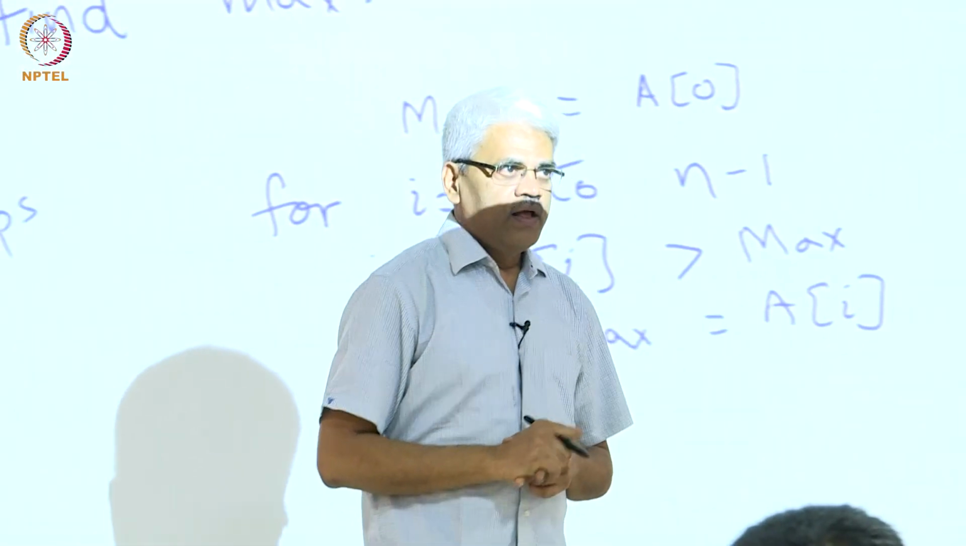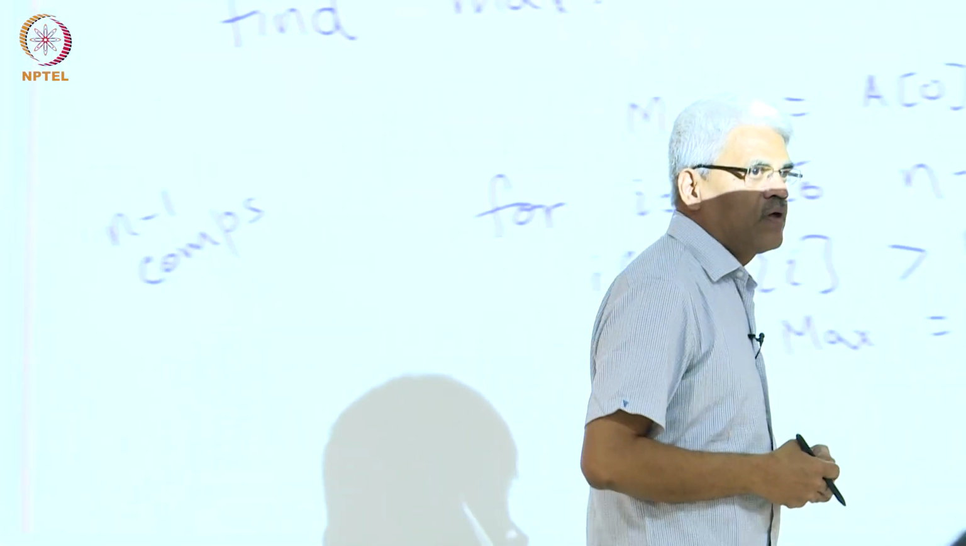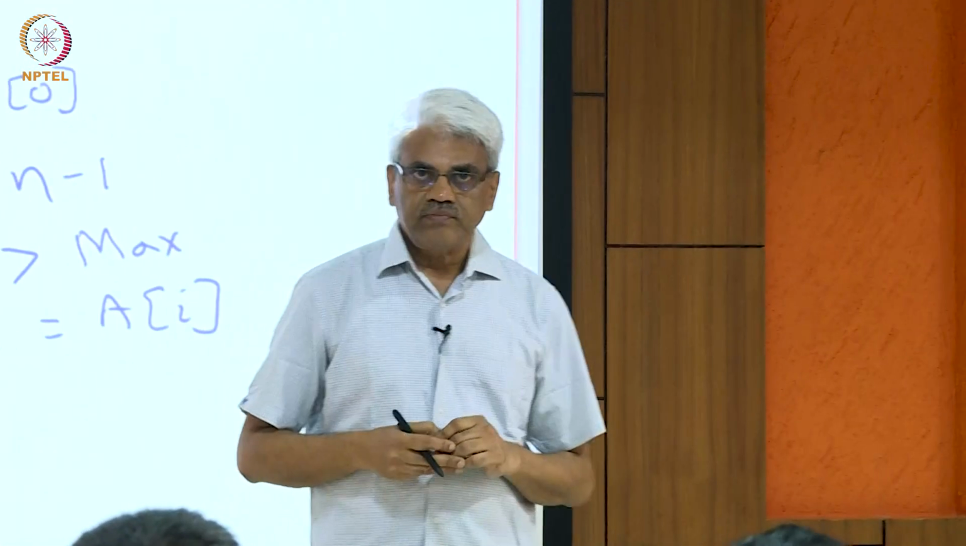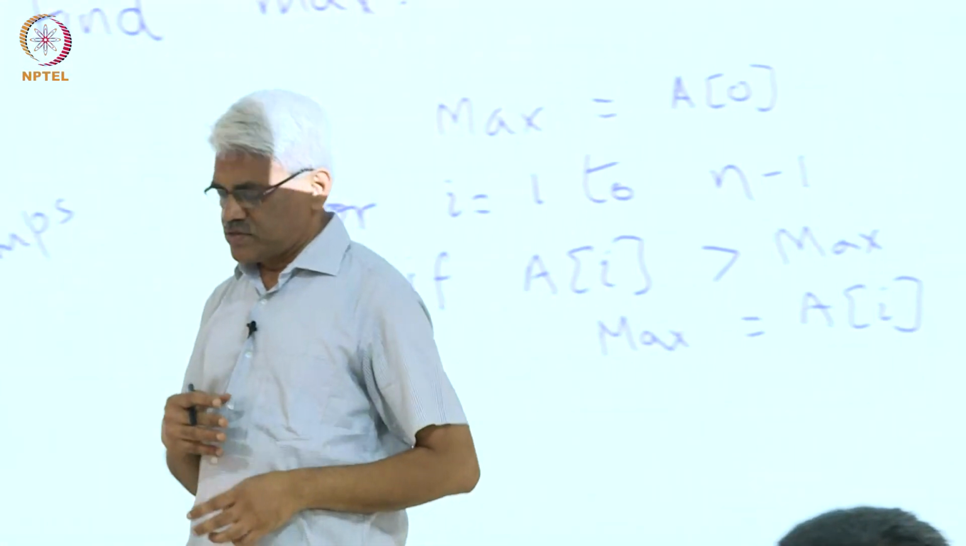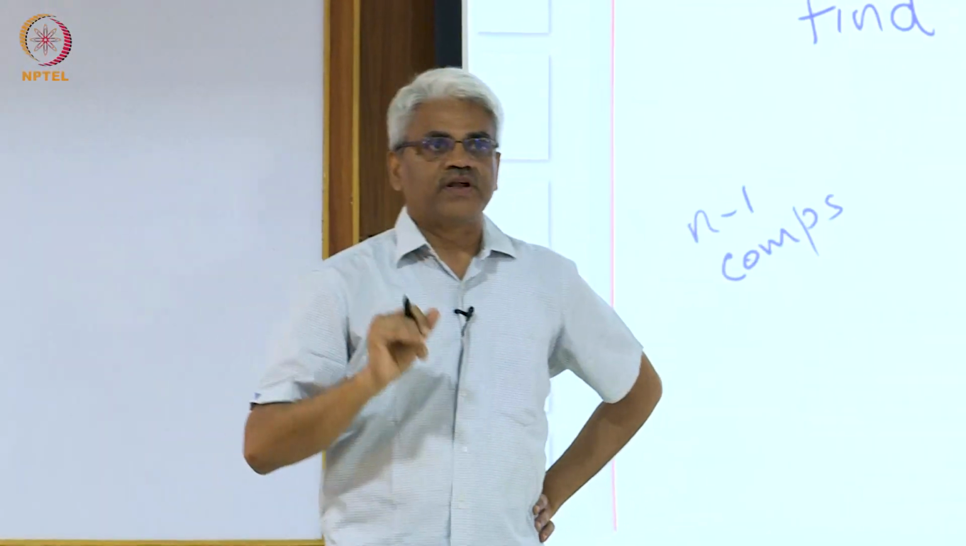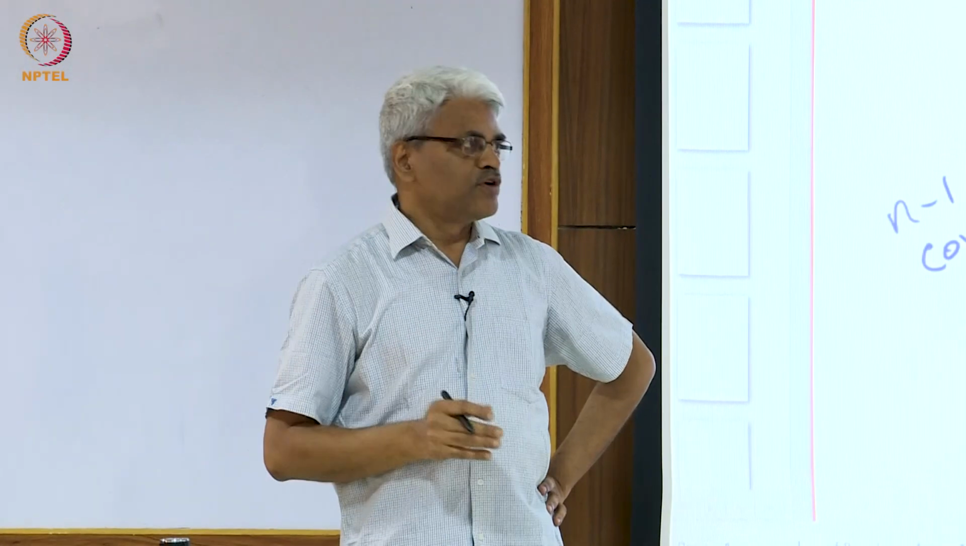Can you think of an algorithm to find the maximum, but it will take less than n minus 1 comparisons? This is a question you should be asking. I may not answer this. Somebody said some answer, I overheard. Any thoughts on this? Can you find the maximum using fewer than n minus 1 comparisons? Think about it. You can bring it up in the tutorial session.